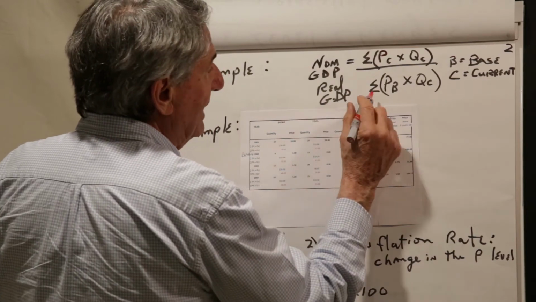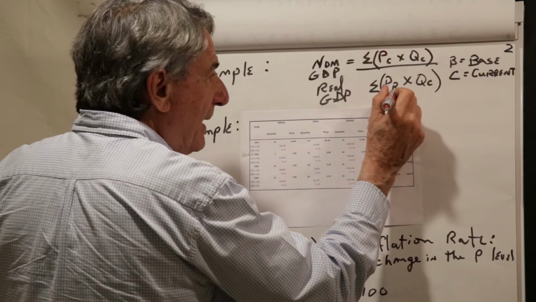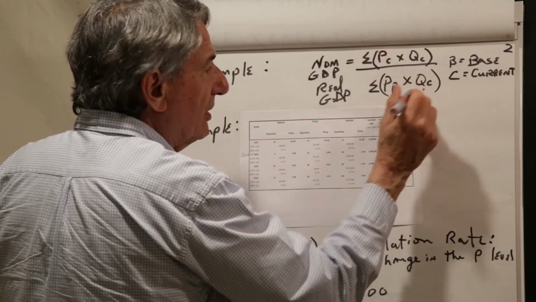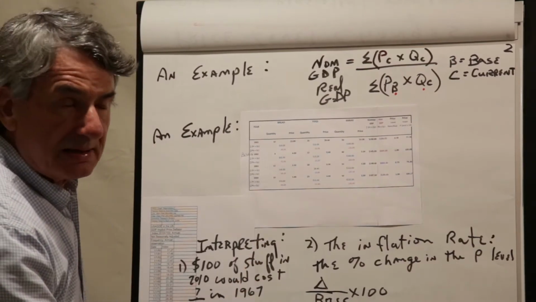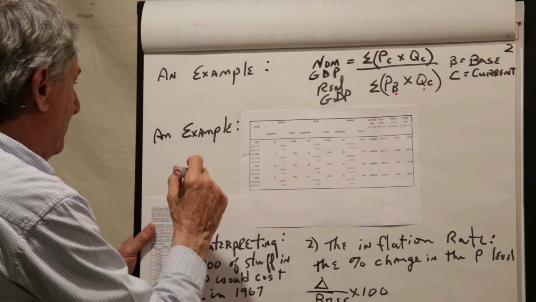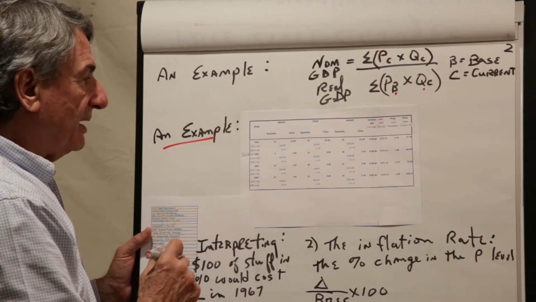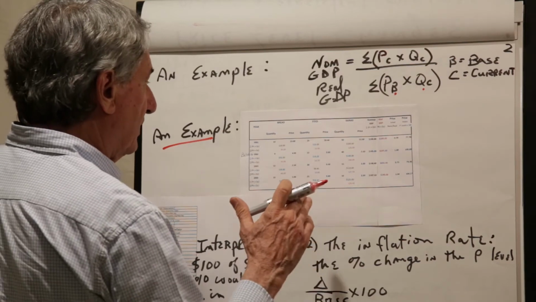Real GDP is the sum of the goods' base price times current quantity. So it's this year's quantity, but times the base price levels. I think I will explain it. Here's an example. Stay with it. I also have this online. I can put a link to it.